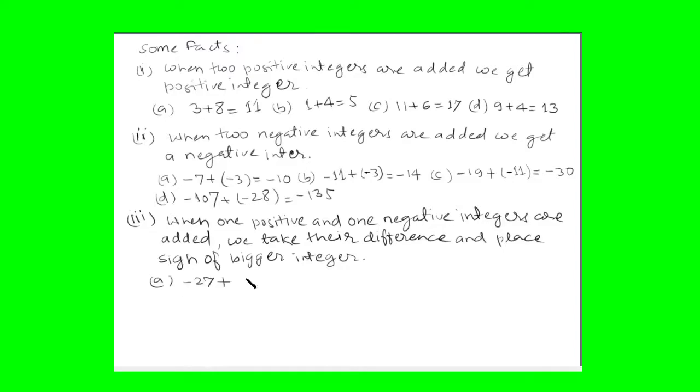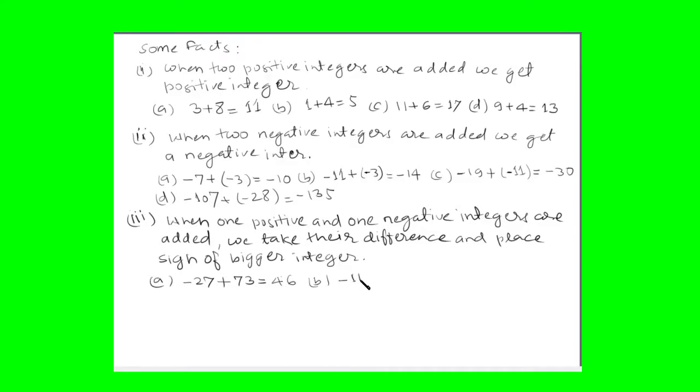Minus 27 plus 73. Minus 27 is a negative integer and 73 is a positive integer. When we add them, what do we get? We take the difference of these two. So the difference of 73 and 27 is 46. As 73 is bigger and is positive, the 46 is also positive. We go to another example.